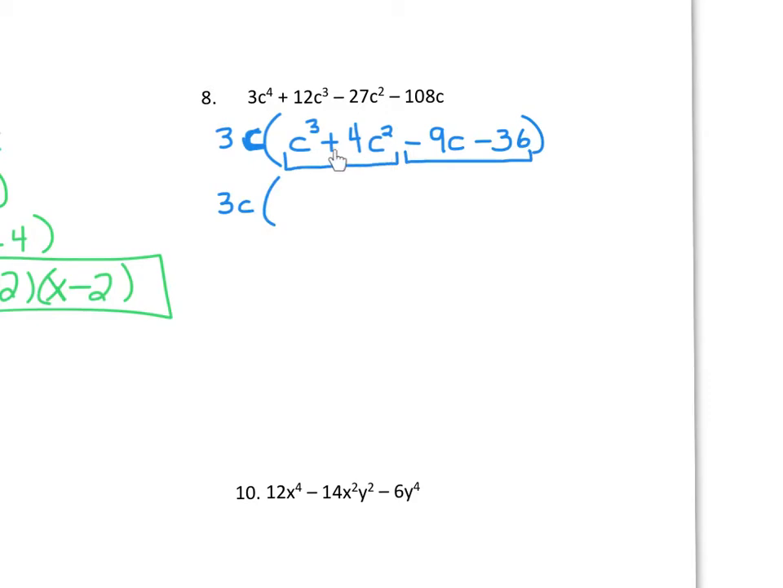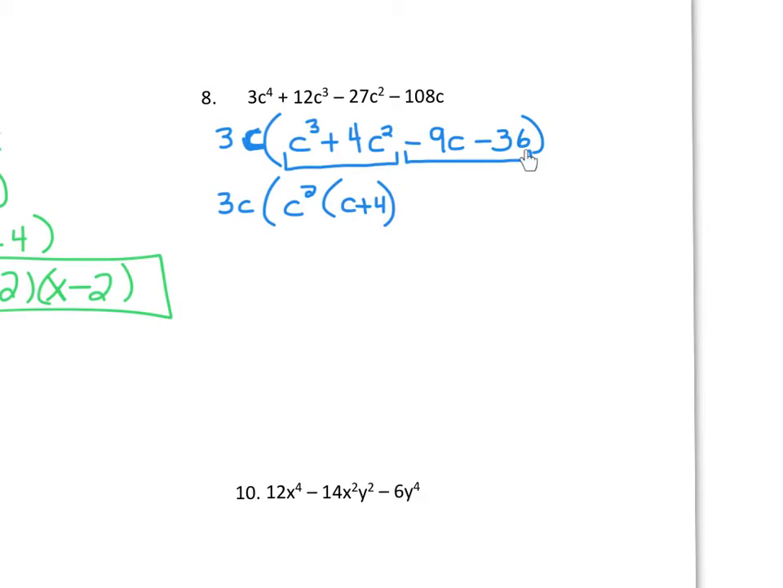And then we're going to look at these first 2 terms and say, well, what's the greatest common factor? Well, the only thing I could pull out is a c squared. You could write 1c squared if you want, but I'm going to just write c squared. And then in parentheses, that would leave me with a c plus 4. And again, if you don't like to have parentheses within parentheses, you can always use a bracket. That's okay.